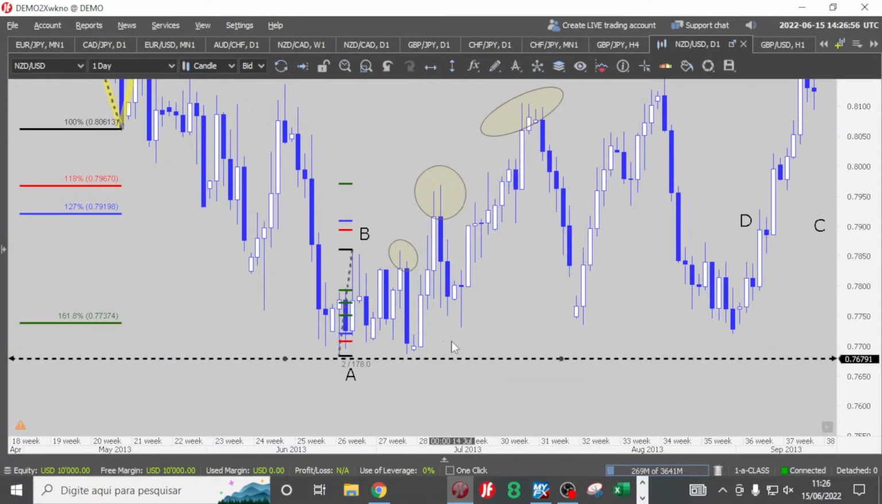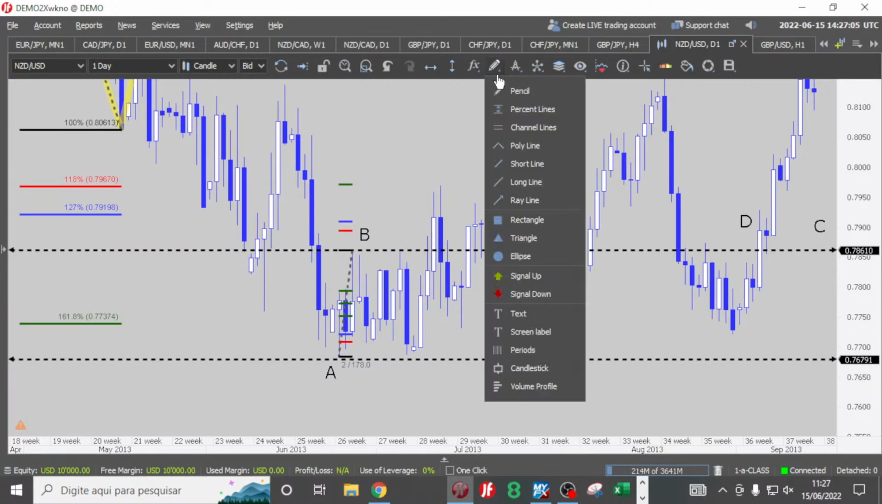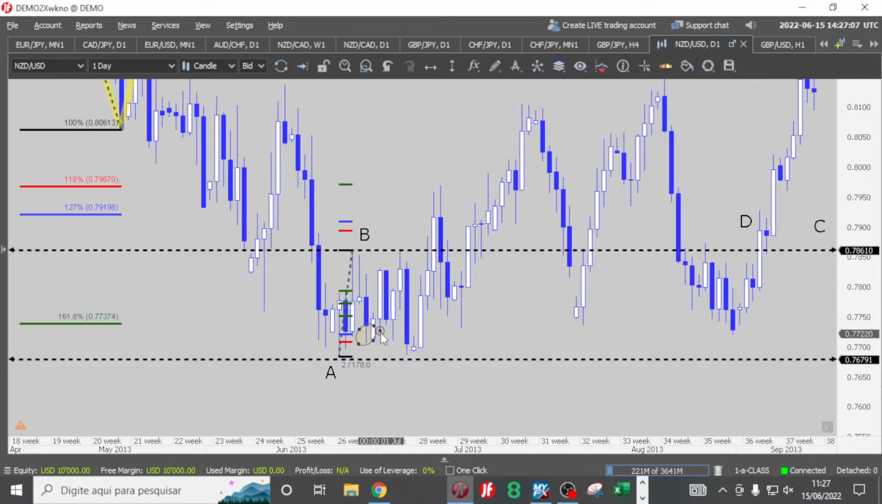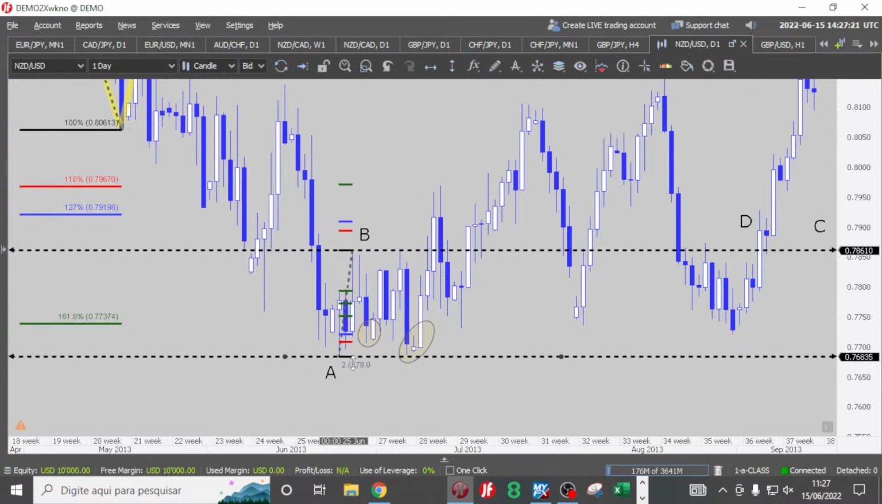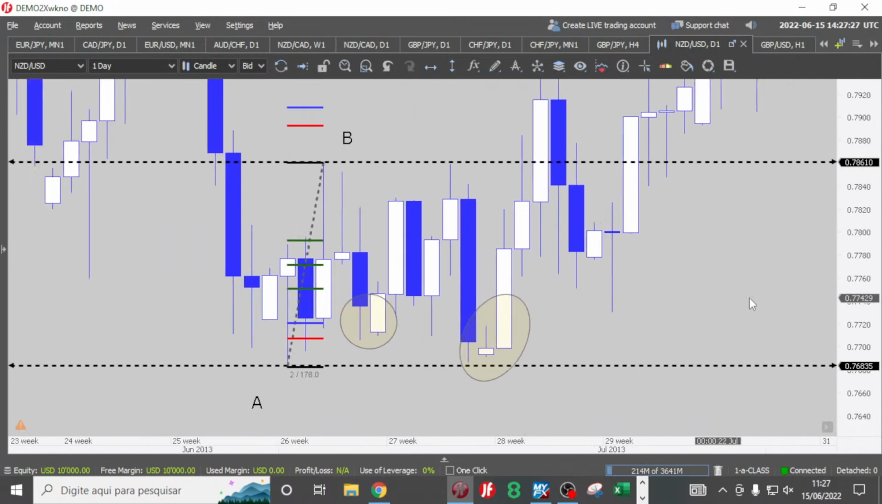Everybody clone horizontal line. Now, which one is the C? We found the B, we have found the A, we found the B. Which one is the C? Is the first circle the C, or is the second circle the C, which hit and broke out of the red level, but did not touch the black one? If you don't see clearly, increase the scale of the chart.